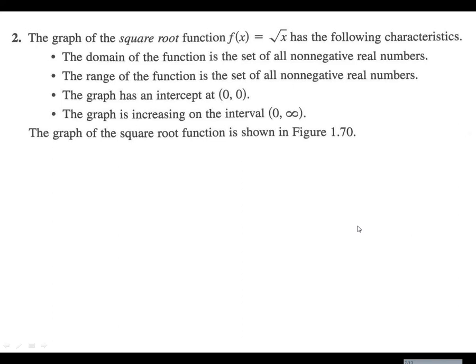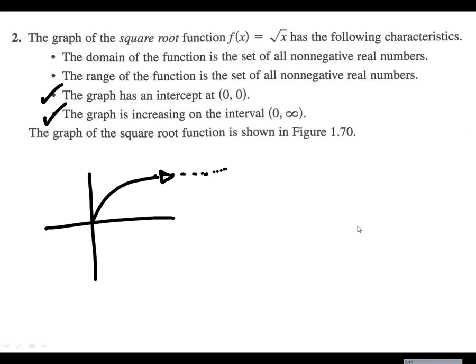How about the square root function? It looks like this. Starts at the origin, takes off like that, and then flattens out. So origin, increasing always. It looks like it's flattening out, but it's always going to be going up just a little bit higher and higher as we move on. Domain is positive and range is positive only. We're only going to live in quadrant 1 for our square root function.